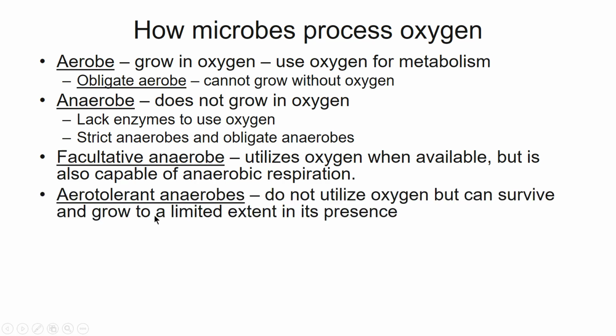Then you have a few other subcategories here. Aerotolerant anaerobes do not really utilize oxygen, but do have the ability to minimize some of the harmful side effects of it. There are a few other ones like microaerophiles that I don't have listed here, but you have essentially four main categories: aerobes, anaerobes, facultative anaerobes, and aerotolerant anaerobes. Aerotolerant anaerobes are like anaerobes. They don't use oxygen, but the difference is that strict anaerobes can't survive in the presence of oxygen, and these can usually survive in the presence of at least a little bit of oxygen.